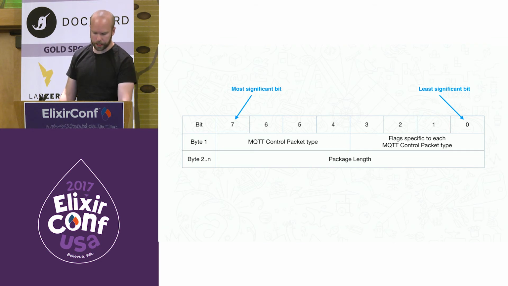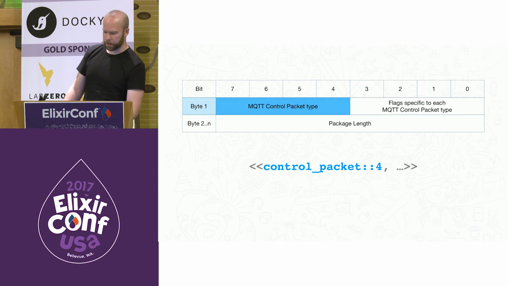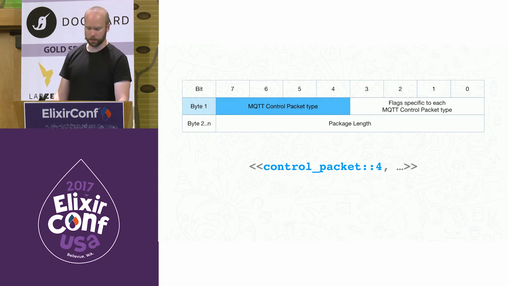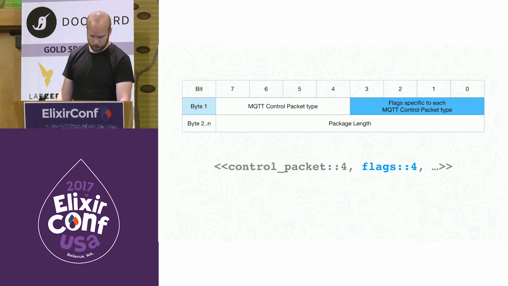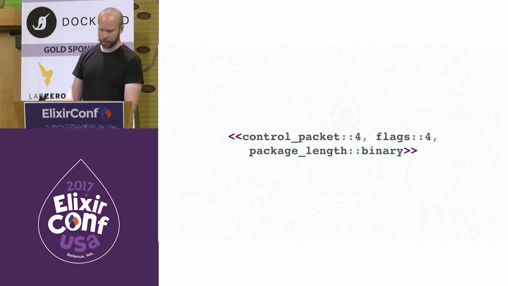So if we read this diagram out loud, it might go like this. The 4 most significant bits of the first byte is the MQTT control packet type. The 4 least significant bits of the byte is the flags specific to the control packet. And the remaining, the 2 to whatever bytes, encode the remaining length of the package. So we have something like this.